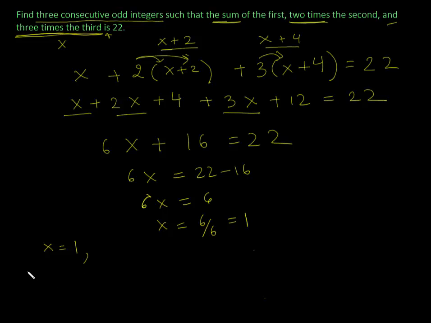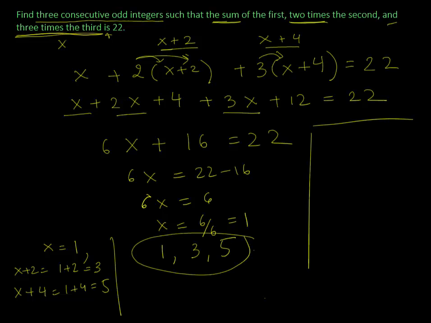The next one would be x plus 2, that means 1 plus 2 is 3. The last one should be x plus 4, that means 1 plus 4 equals 5. So our required numbers are 1, 3, and 5. And you can quickly check if you want to. You could check if the answer you got is correct: the first number plus 2 times the second plus 3 times the third is 1 plus 6 plus 15 equals 22.